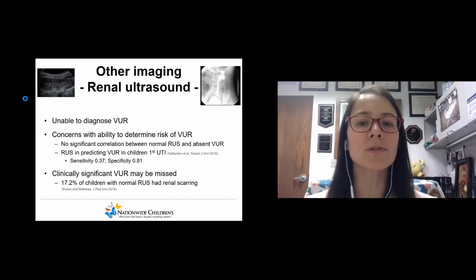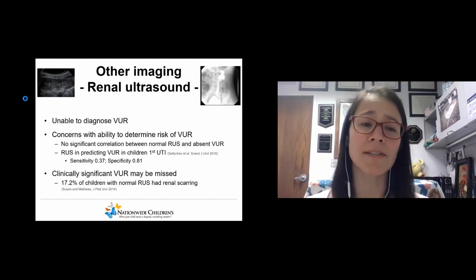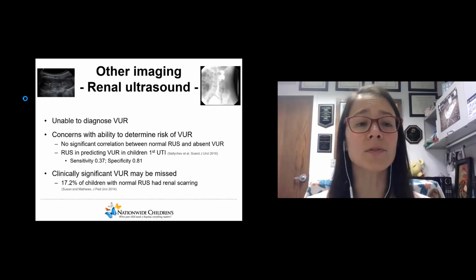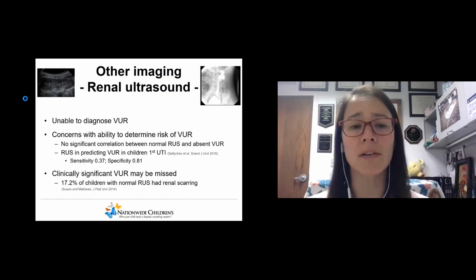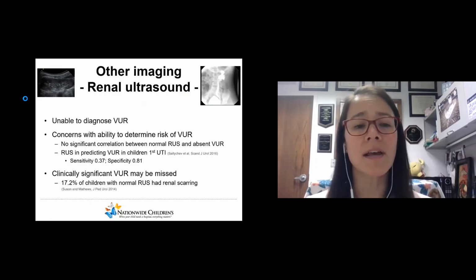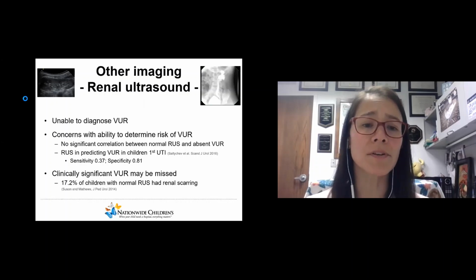So we know that ultrasound cannot diagnose reflux, and there are concerns with its ability to determine the risk of reflux. There's been no significant correlation found between a normal ultrasound and absence of reflux. And the sensitivity of an ultrasound in predicting reflux in a child after a first urinary tract infection is really quite low. In addition, clinically significant reflux can be missed, as demonstrated by Suzanne and Matthews in their study.